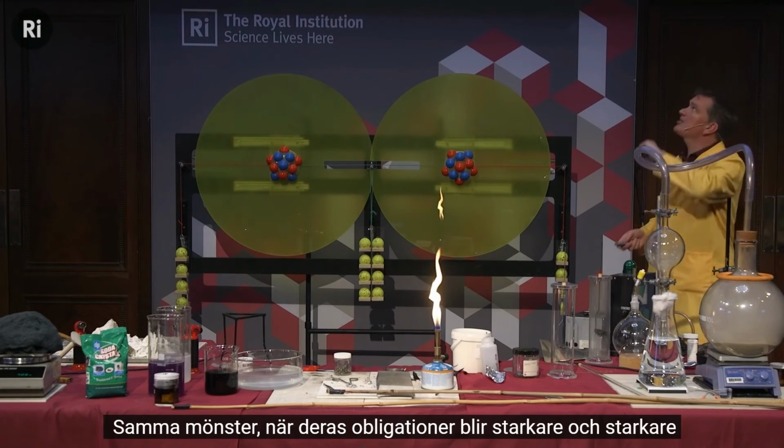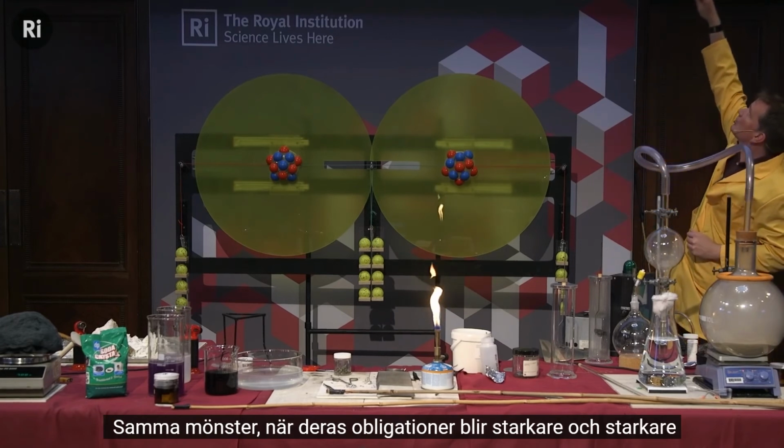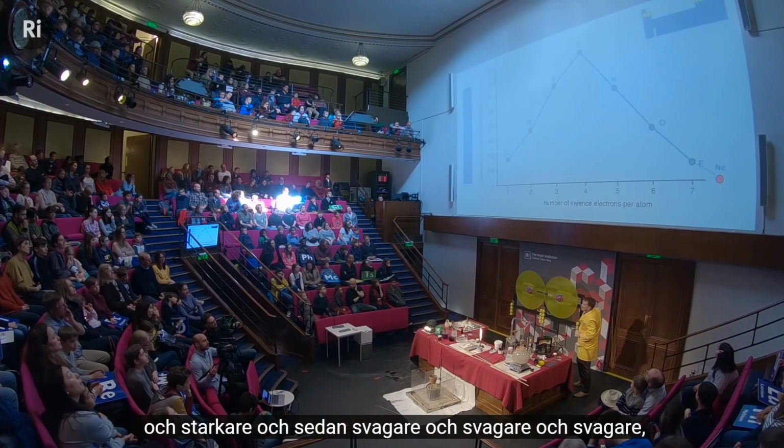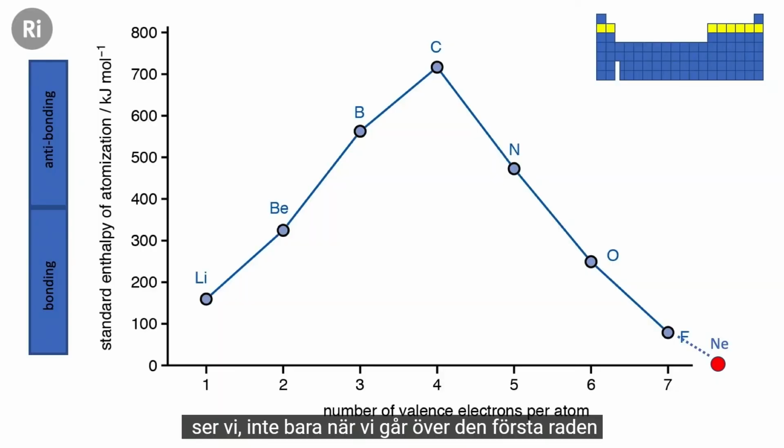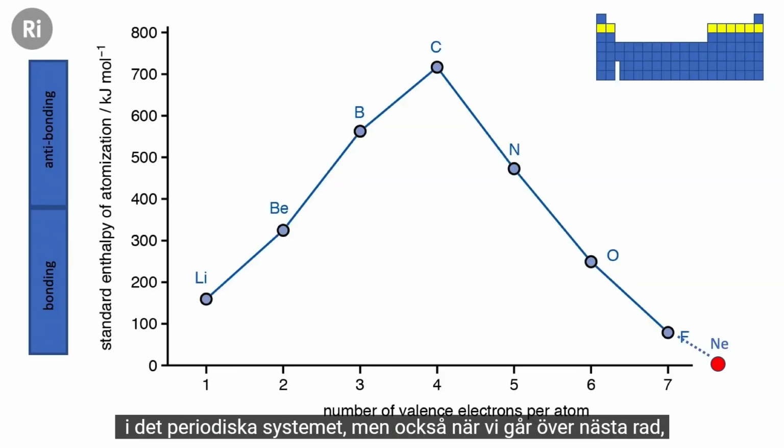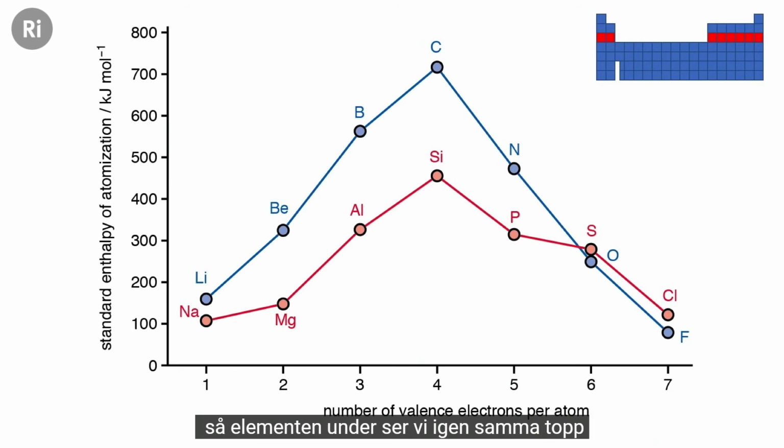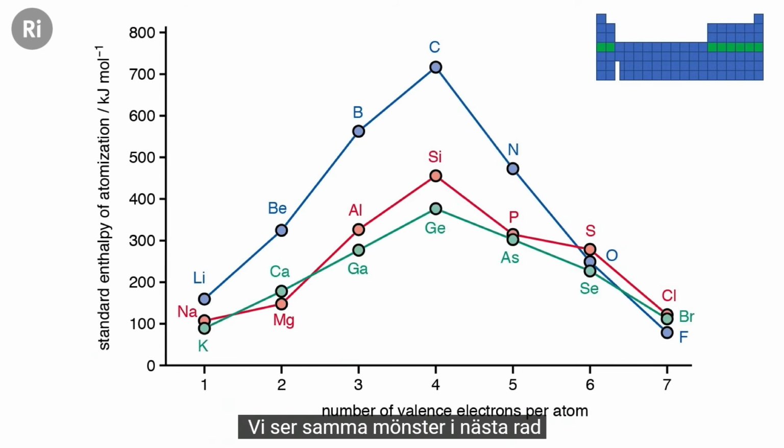This same pattern, when the bonds get stronger and stronger, and then weaker and weaker, we see not only as we go across the first row of the periodic table, but also across the next row, the elements underneath. We see again the same spike in the middle for the element underneath carbon, the element silicon, and it goes down again. We see the same pattern in the next row, where we see germanium in group 14 with the strongest bond, and then they get weaker and weaker again, and individual atoms for our noble gases.